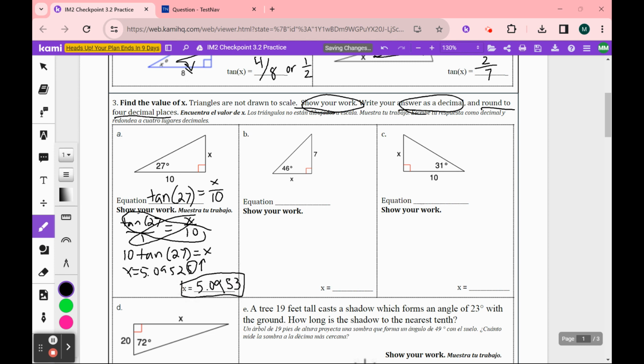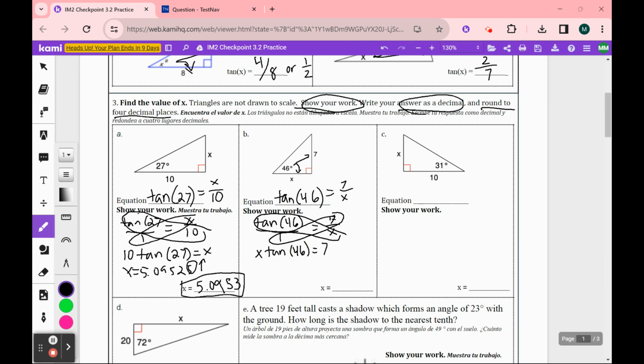Okay, I continue. My next equation is going to be tan of 46 equals opposite over adjacent, 7 over x. Let me set this up as a proportion. Tan of 46 over 1 equals 7 over x. I'm going to cross multiply. I have x times tan of 46 equals 7.